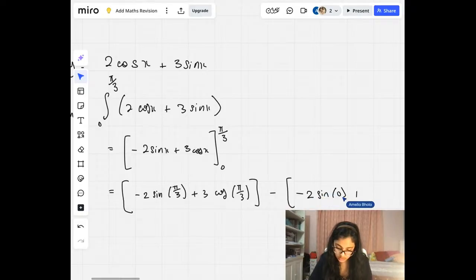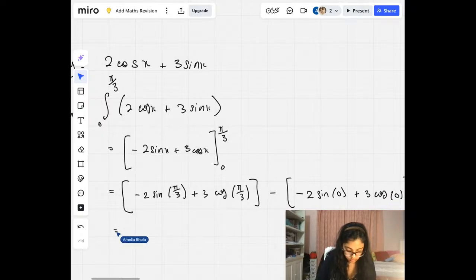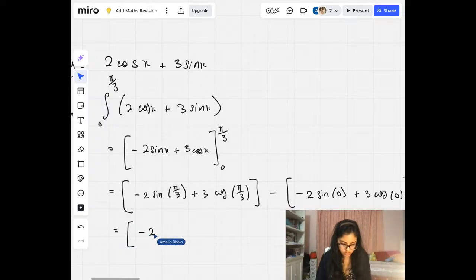0 plus 3 cosine 0. So sine. Don't forget, when you're working with pi, that automatically means radians, so you have to have your calculator in radians.